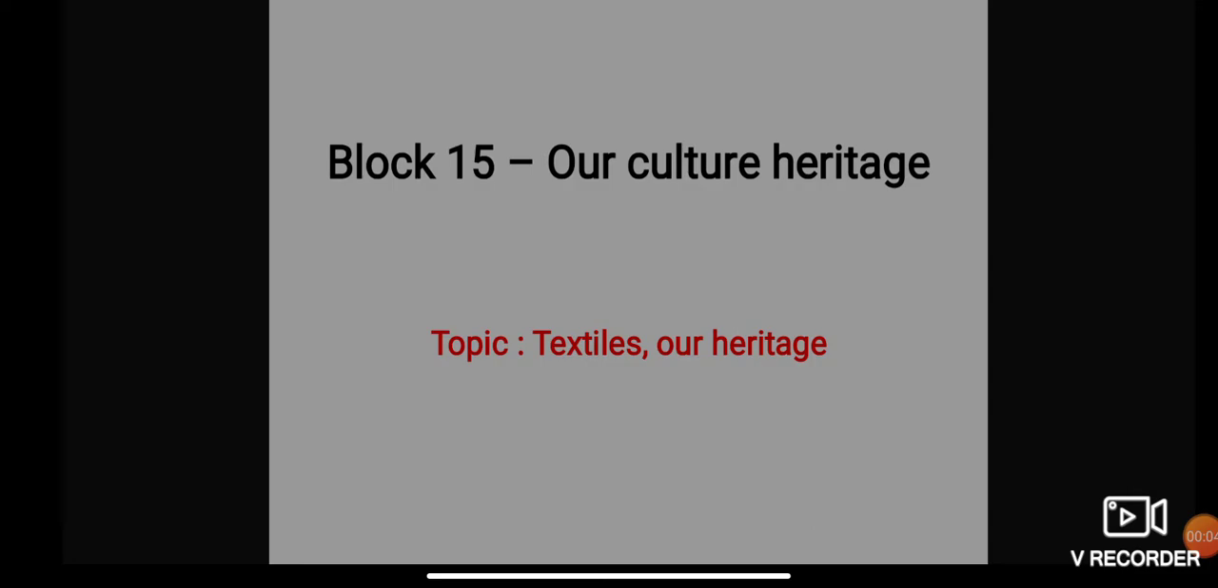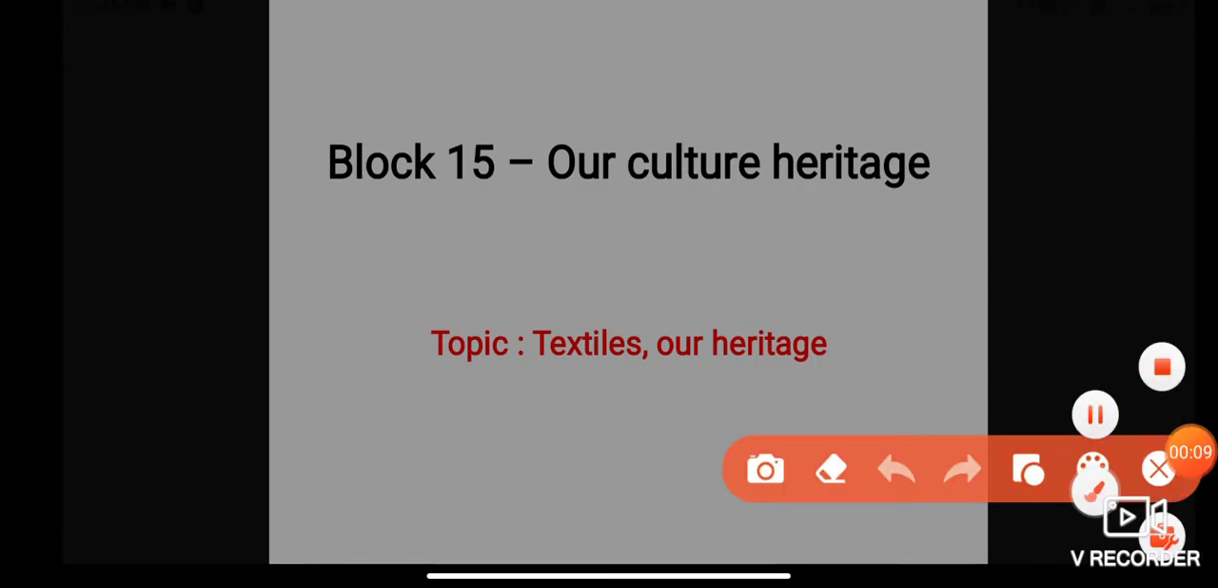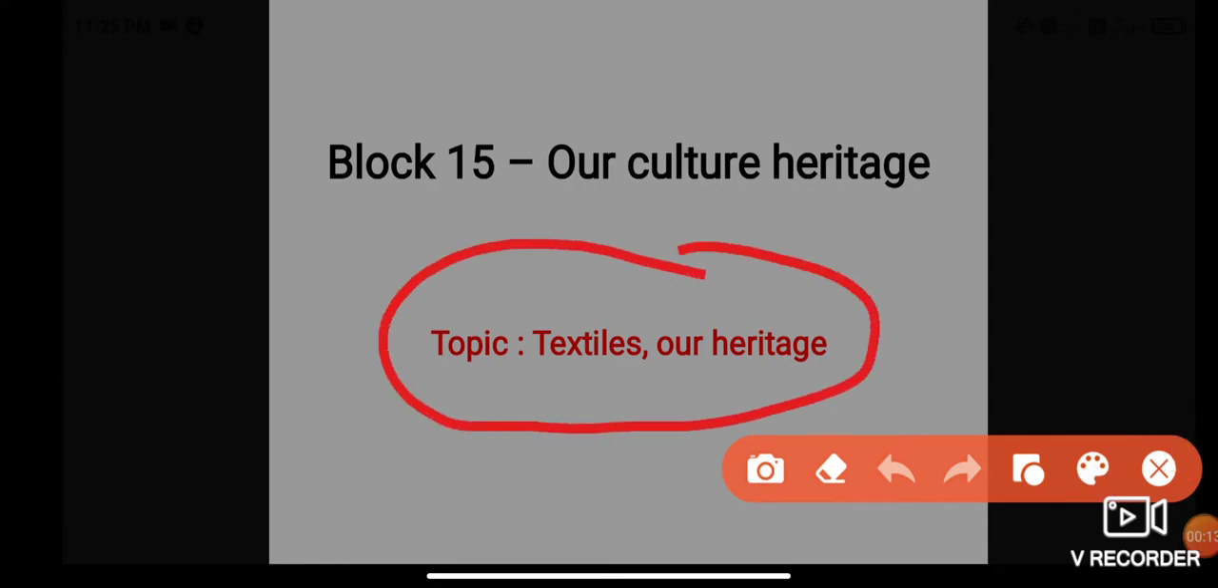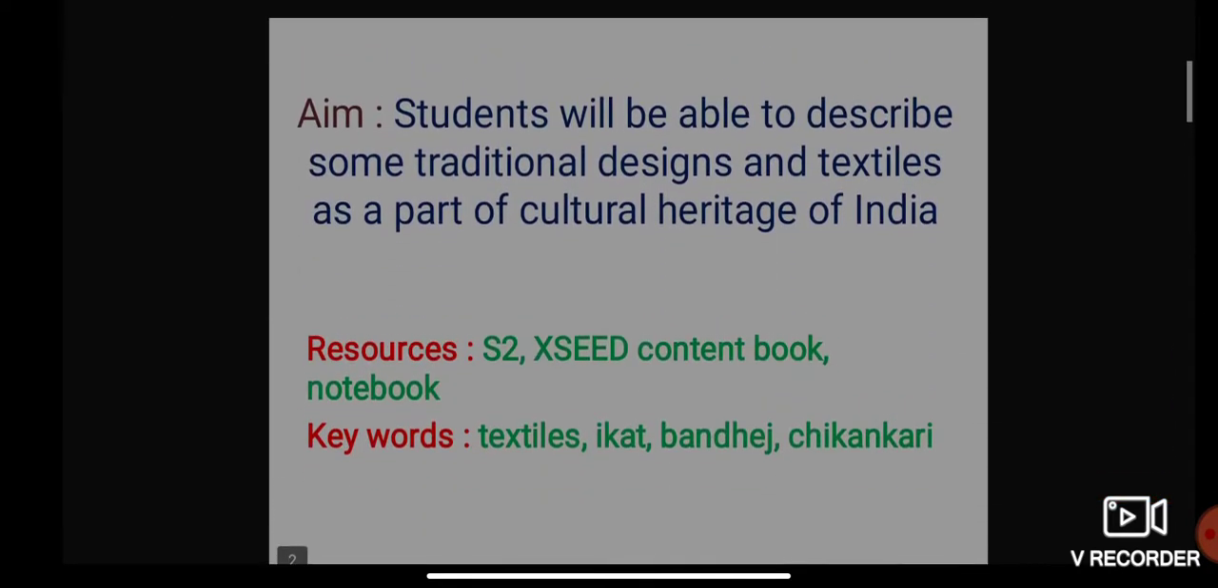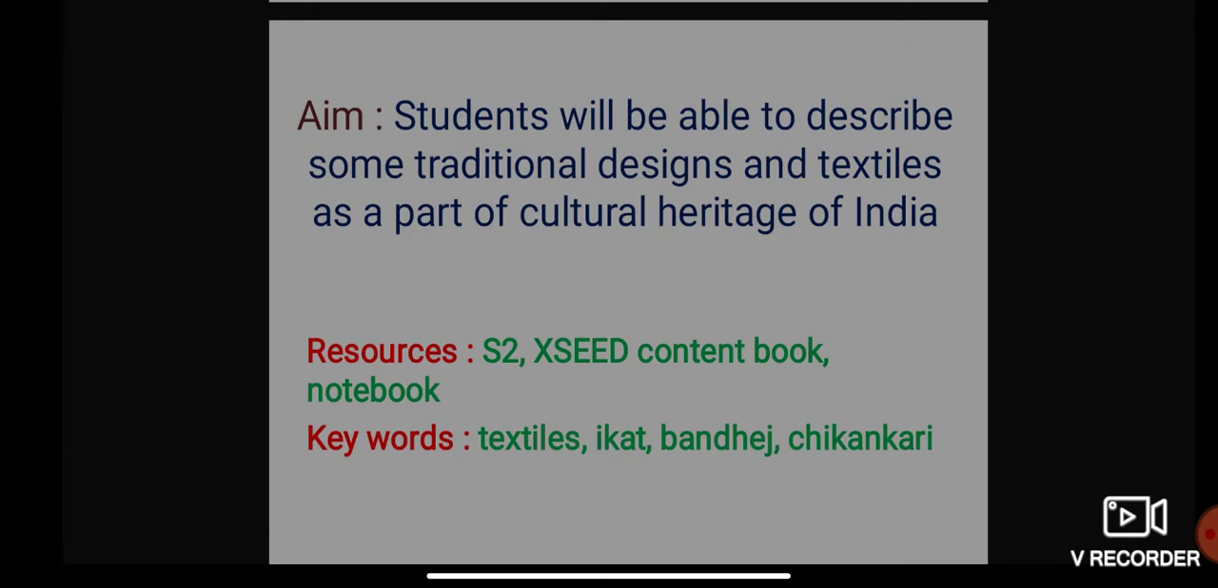So today we will start with a new topic, okay, under block 15. The topic of our discussion for today is textiles, our heritage. Aim for today is students will be able to describe some traditional designs and textiles as a part of cultural heritage of India. Resources required is S2 exit content book and notebook.